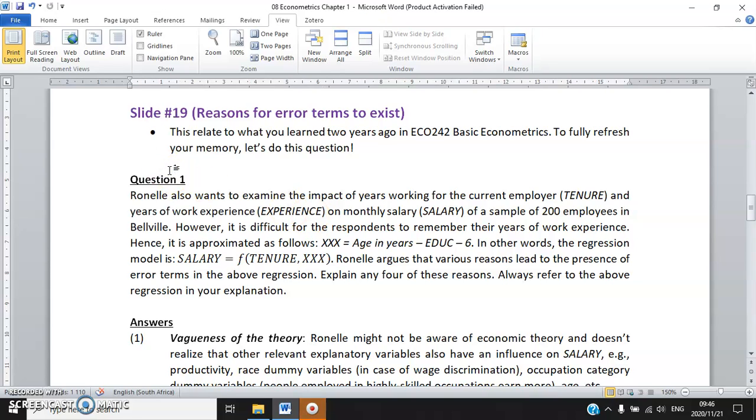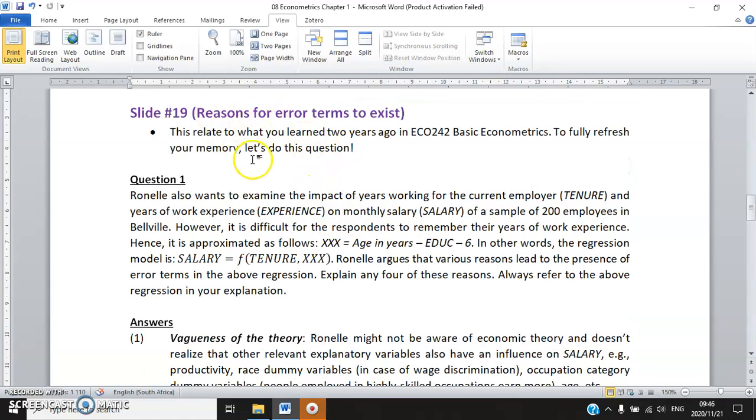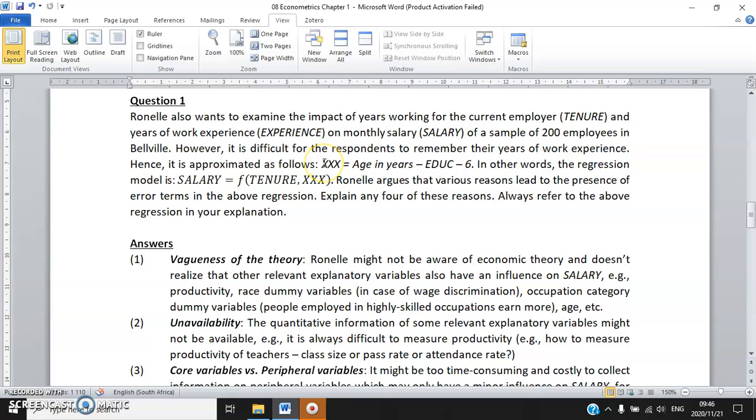Okay, so I'm now going to do question one, the in-class exercises question one, just to refresh your memory on the reasons for the error term to exist. So Ronel wants to examine the impact of years of working for the current employer, tenure, and years of work experience on monthly salary. But unfortunately, it is extremely difficult for the respondents to remember the exact years of work experience. So she decided to approximate the work experience by deriving X, which is equal to age in years minus years of education minus 6.